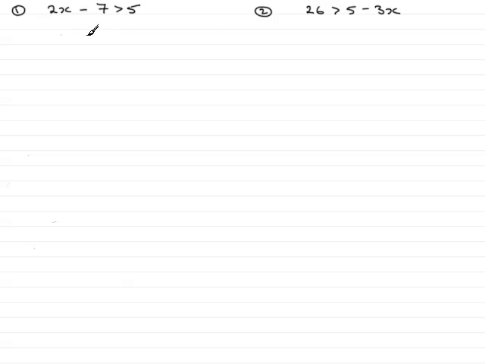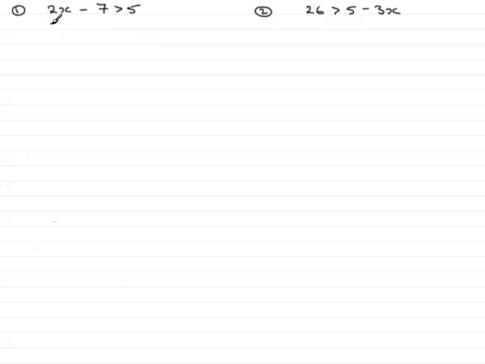What I've got here is two examples which I hope you'll find quite useful to follow. First one is 2x minus 7 is greater than 5, and the second one is 26 is greater than 5 minus 3x. Now when you solve linear inequalities, you solve them just as you would do with normal linear equations, except there's one thing that you've got to be careful about. You've got to remember that if you multiply or divide by a negative number, you must reverse the inequality sign.